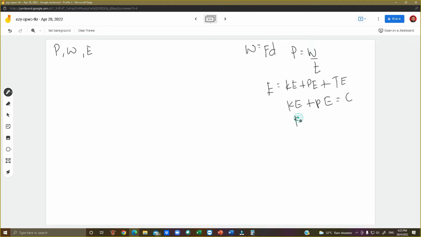Per formula, KE equals half mv squared, while PE equals height times weight. That is the recap. Okay, now the question.